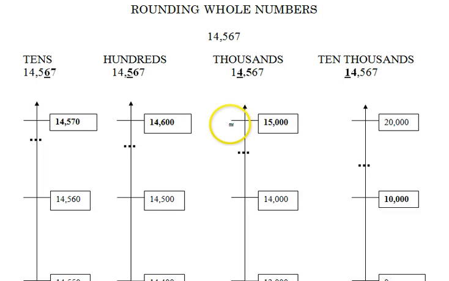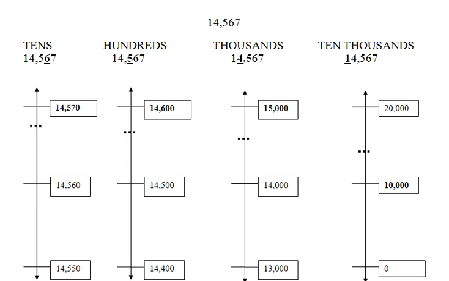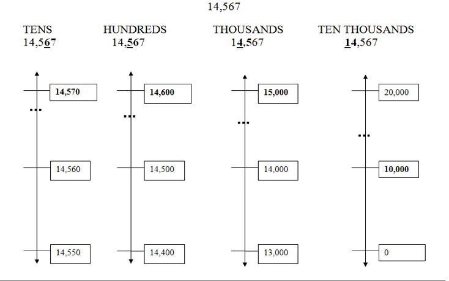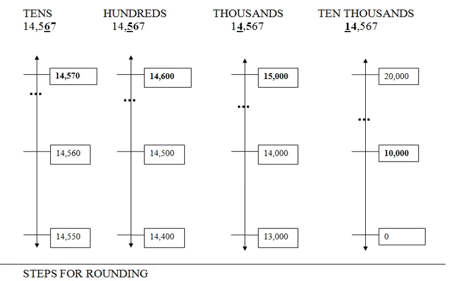Alright, so what we're going to do here is we're going to round a number. We have 14,567. We're going to round it to four different place values here. What we want to do is find out which number for that place value is that number closest to. So, if we have tens, you would be counting by tens: 10, 20, 30, 40, 50, 60, 70, 10, 20, 30. That's how it goes.